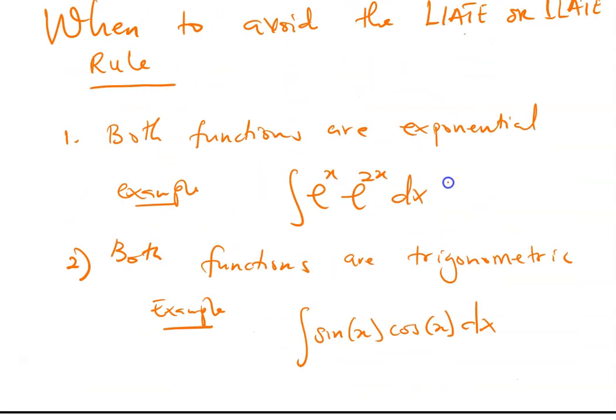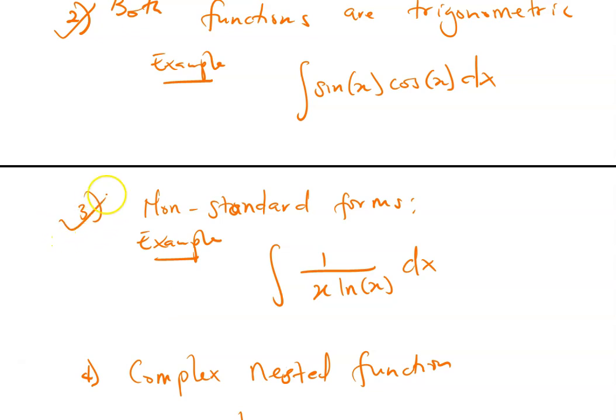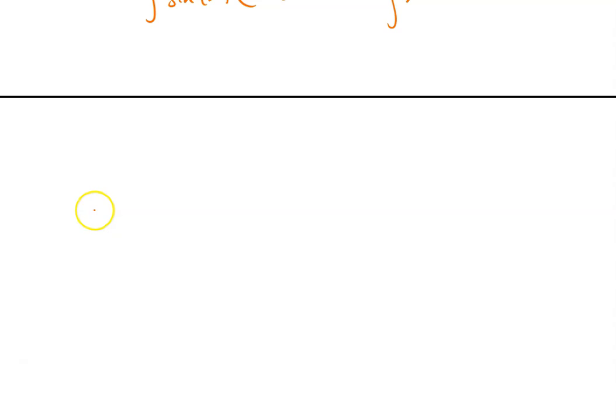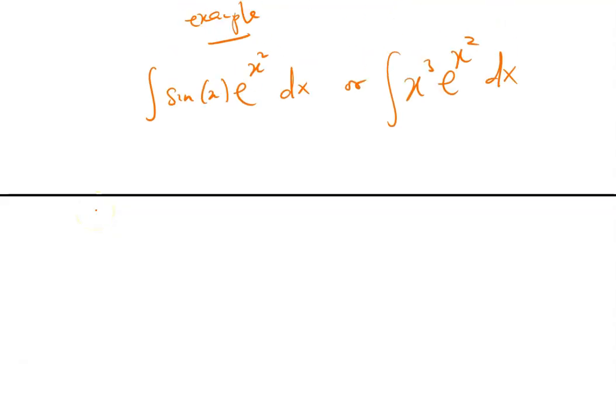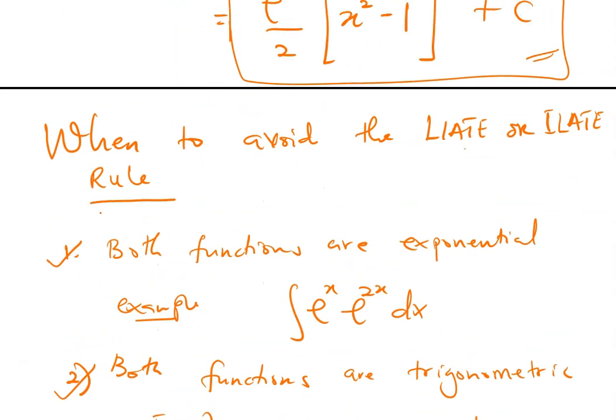So these are the conditions to avoid the LIATE and ILATE rule, sorry. I'm quite tired. So please try as much as possible to avoid the formula or the rule in these cases. You can apply integration by parts, there's no doubt. If I want to solve integration by parts with this, probably I can do it.